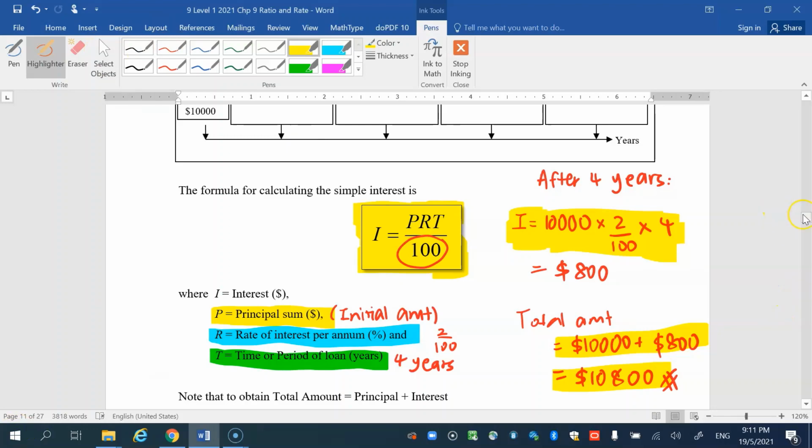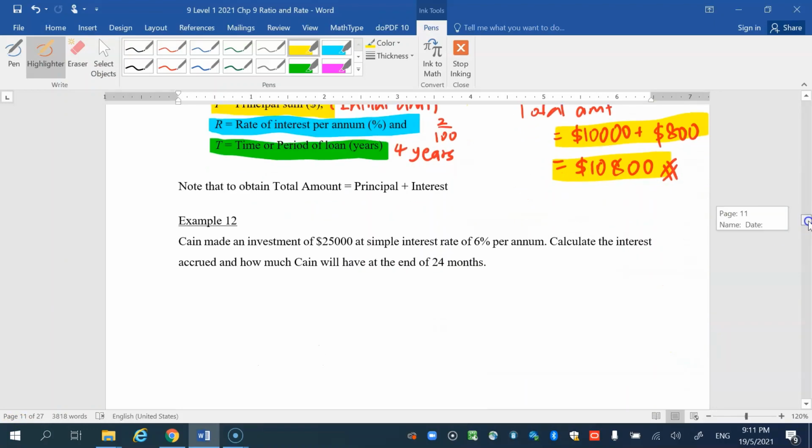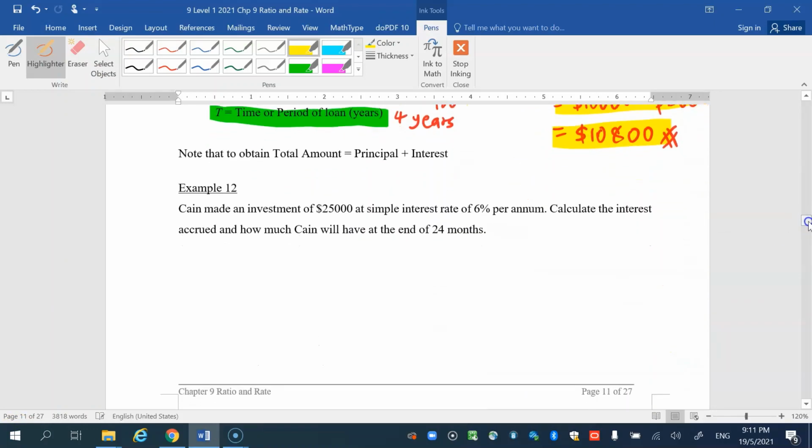Okay, so let's try an example. Let's look at this example 12. Kane made an investment of $25,000 at simple interest rate of 6% per annum. Calculate the interest accrued and how much Kane will have at the end of 24 months. Okay, take note that this time period is given in months, so we need to convert that to years first. Okay, 24 months is basically 2 years.